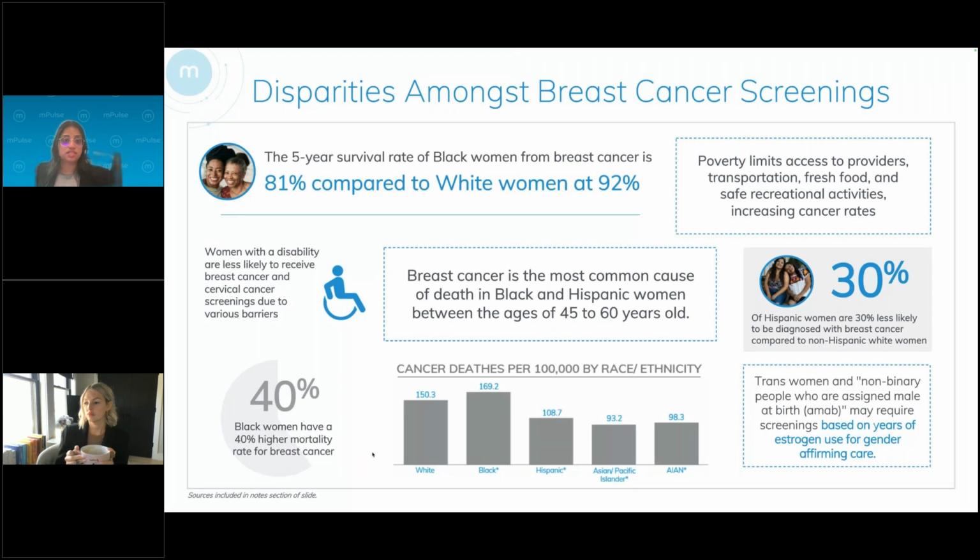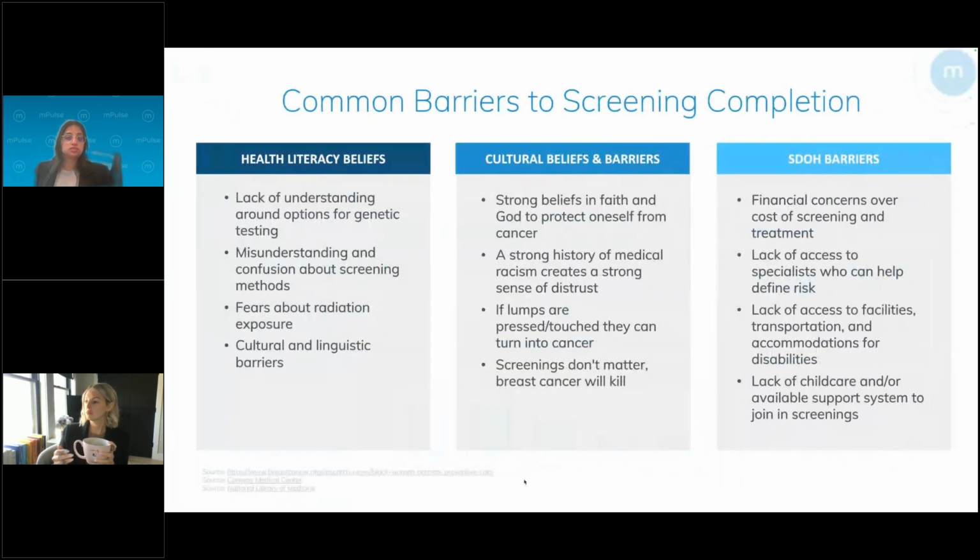So now that we have some of these statistics, let's take a look at some common barriers that individuals are facing. What we did here is we broke it up into 3 different buckets. Now this isn't inclusive of everything that gets in people's way. We know it's a multifaceted problem, and it's not just cancer screenings, it's also with any type of healthcare access, right? So let's first look at health literacy.